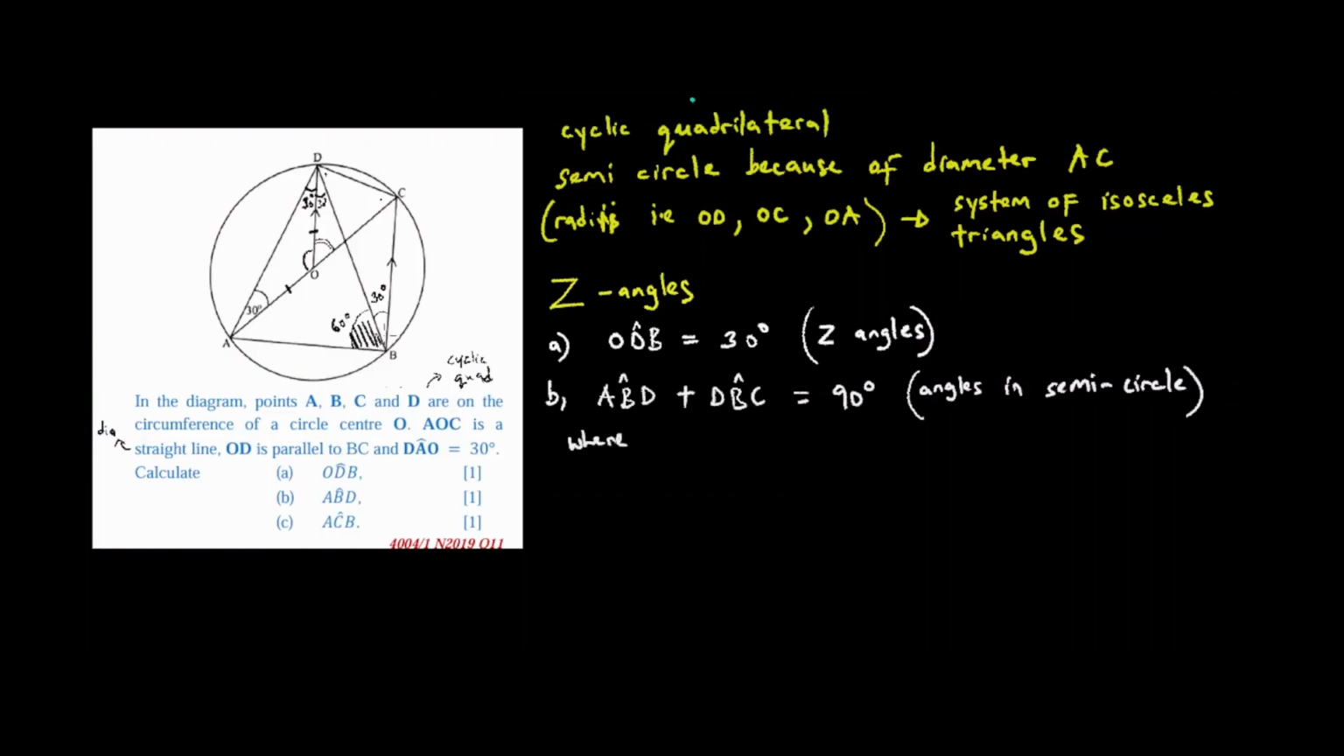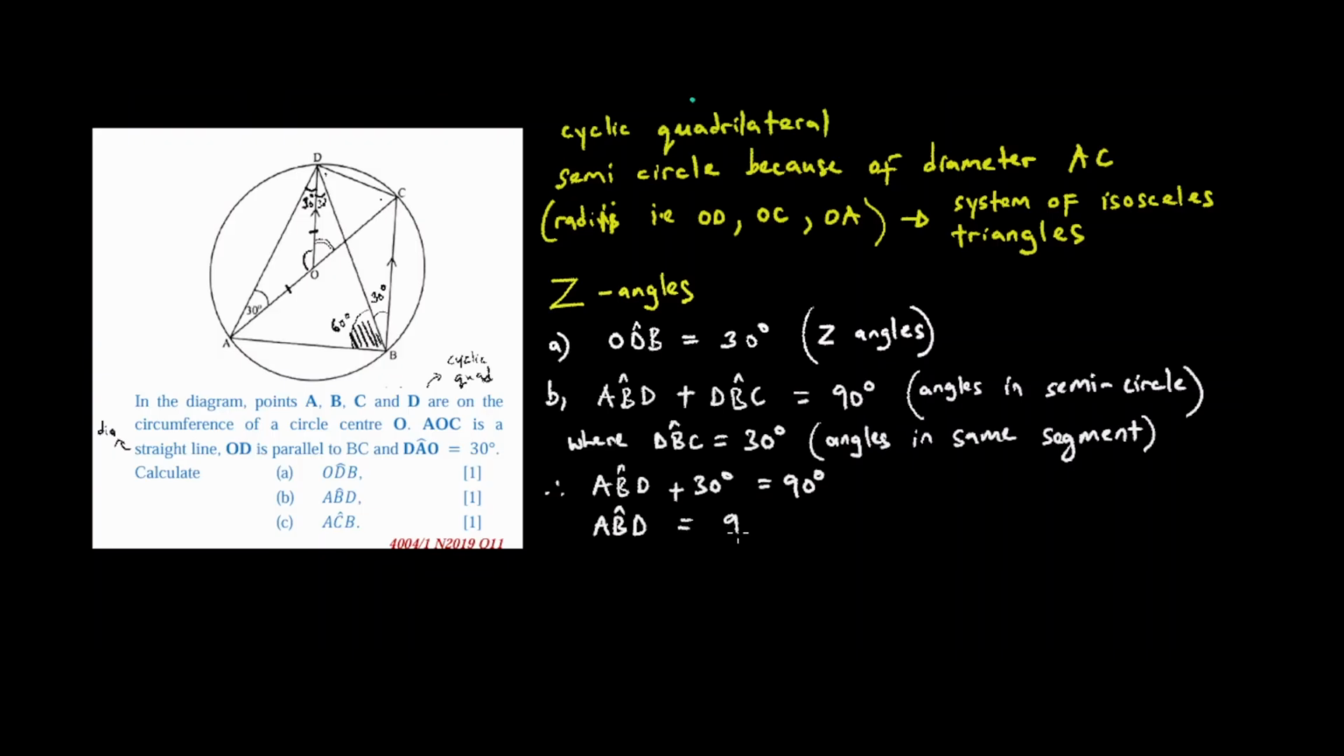Then the angle DBC, where DBC is equal to 30 degrees, the reason is angles in same segment. Therefore ABD plus 30 degrees is equal to 90. ABD is equal to 90 degrees minus 30 degrees. ABD is equal to 60 degrees.